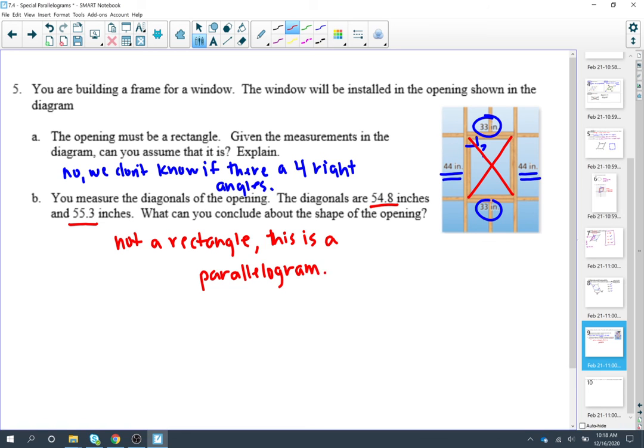Just a generic parallelogram. Opposite sides are parallel. This guy's a little bit slanted. Opposite sides are congruent. It's just a parallelogram.